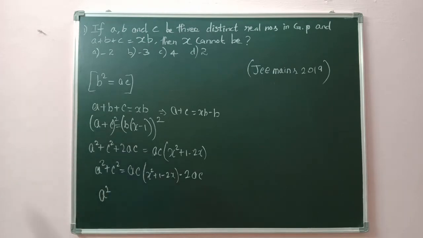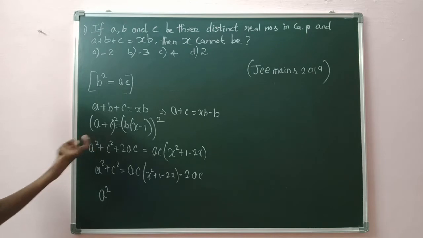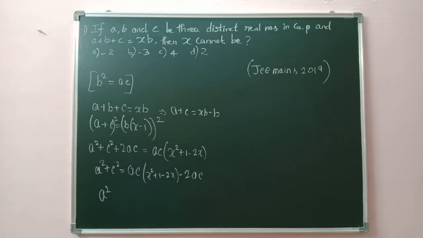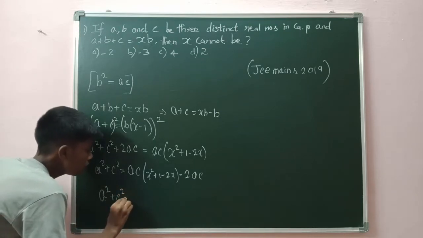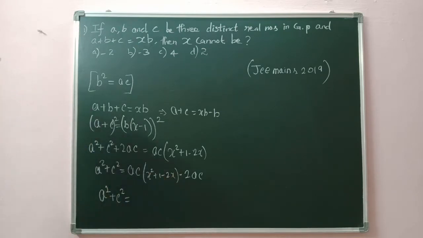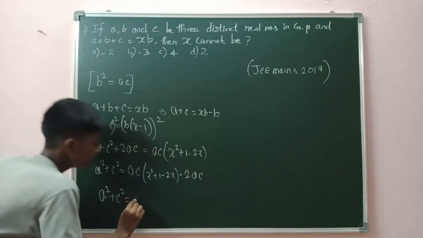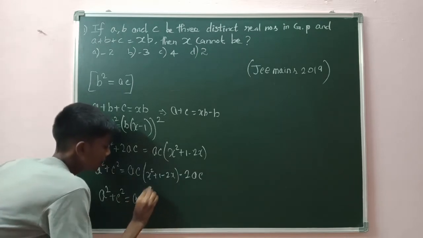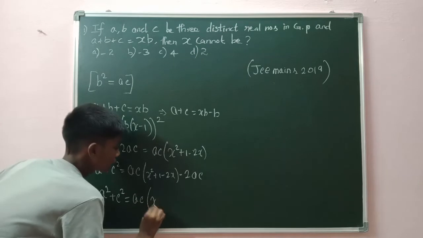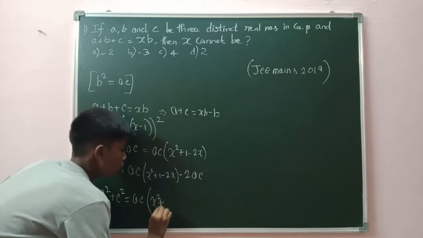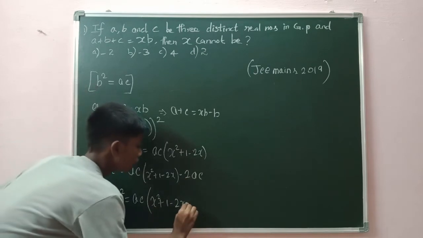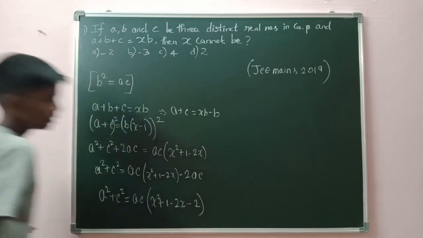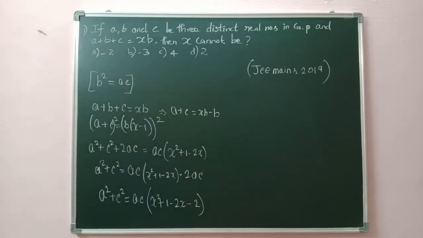Okay, solving method you guys will know, but anyway I am explaining step by step so that you guys won't get confusion or any doubt in the middle. So a square plus c square will be equal to, when you take AC common, I'll get it as AC, when you take AC common, I'll get it as x square plus 1 minus 2x, then your minus 2 will be left out, correct now? Then your minus 2 will be left out.